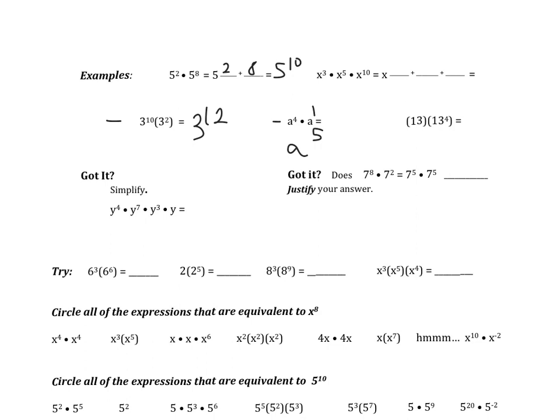Let's go down to this problem right here. Does 7 to the 8th times 7 to the 2nd equal 7 to the 5th times 7 to the 5th? Well, this part of it right here would be 7 to the 8 plus 2, which is 10. And then on the right side of the equal sign, 7 to the 5 plus 5, also 10. So yes, they are equal.